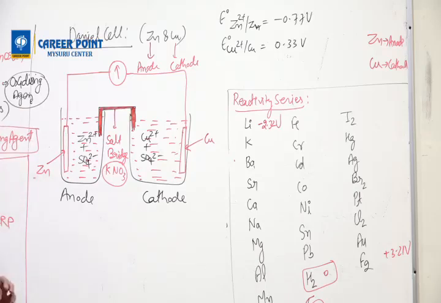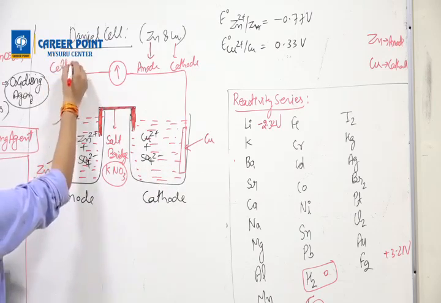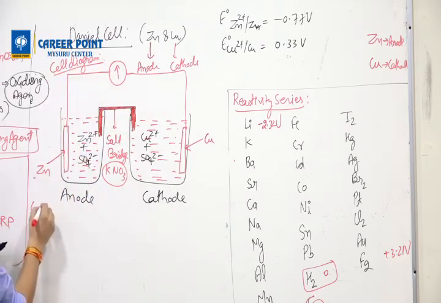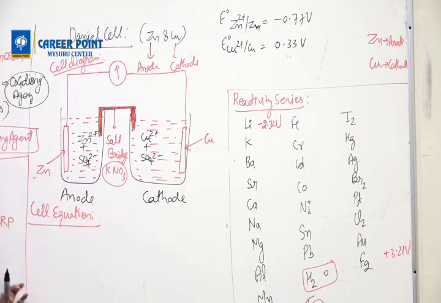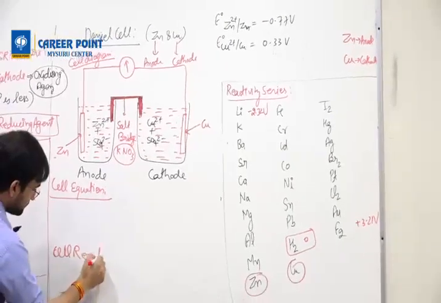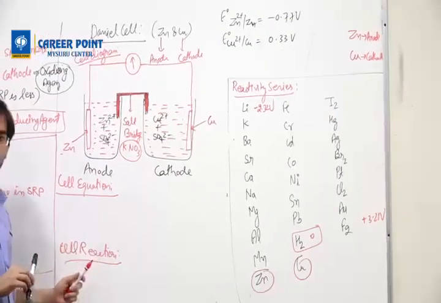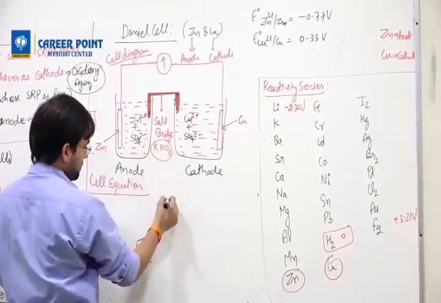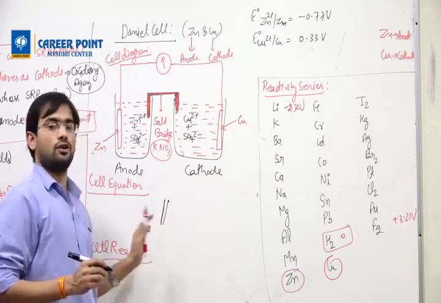Okay. Now, this is a proper cell diagram. Now I am going to write a cell equation. Cell equation is different, cell reaction is different. So how do I write cell equation? First we draw salt bridge. All electrochemical cells will have a salt bridge.